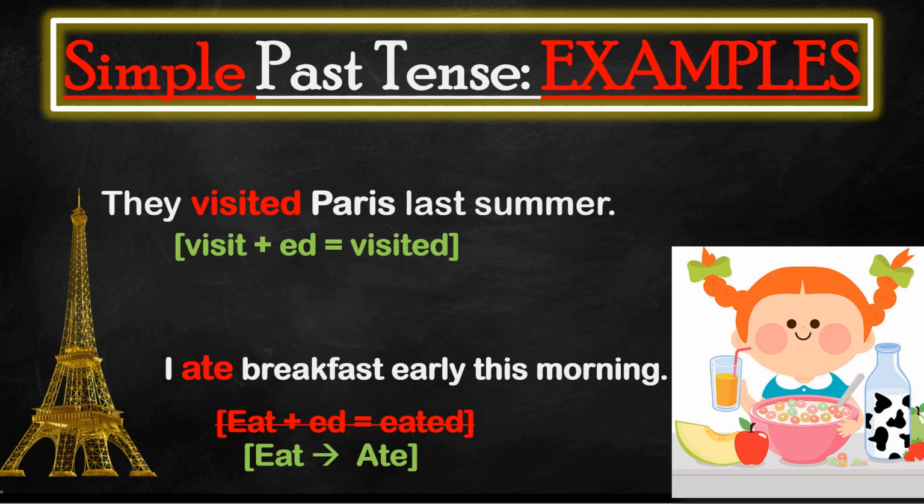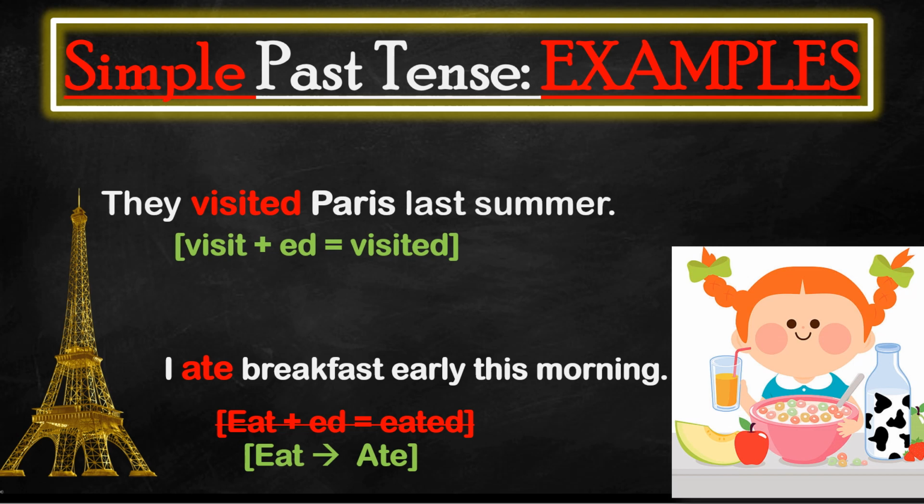Let us look at two more examples to understand what is simple past tense. The first being, they visited Paris last summer. If you see the word highlighted in red, the word is visit, but to make it a past tense, I have added ed to it and therefore it's becoming a past tense. It's telling us about an action that occurred in the past of people who visited Paris last summer.